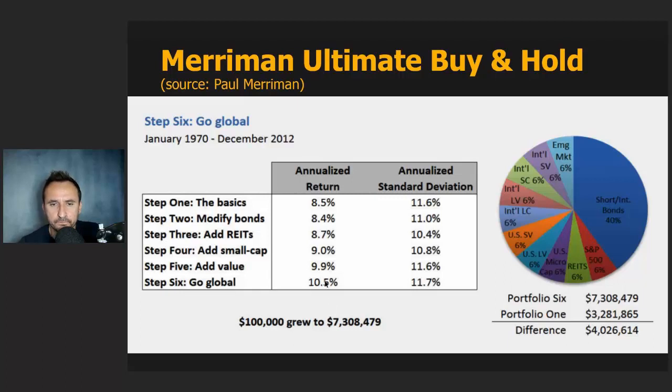In fact, for that period of over 40 years, as we can see, the portfolio one would have from the initial $100,000 would grow to $3.2 million, whereas the Merriman Ultimate Buy and Hold would grow to $7.3 million, which is a huge difference, because after 42 years, having or not having an extra $4 million, I think there's no one who wouldn't like to have that extra $4 million in his pocket.